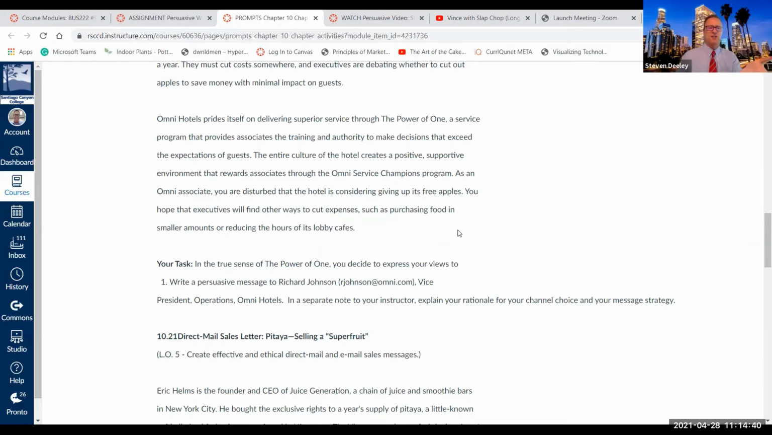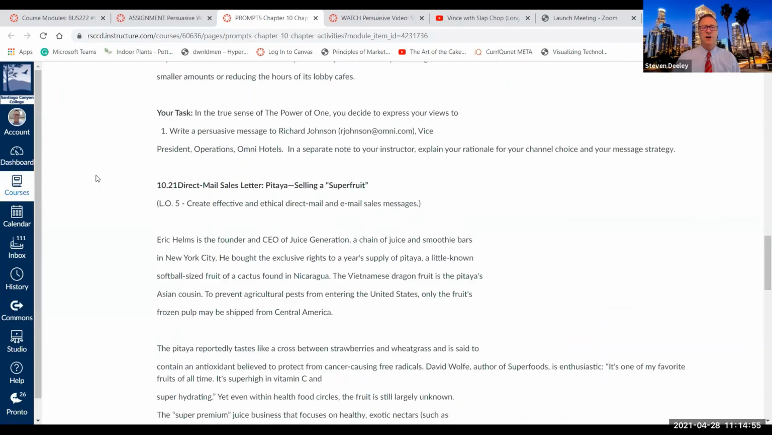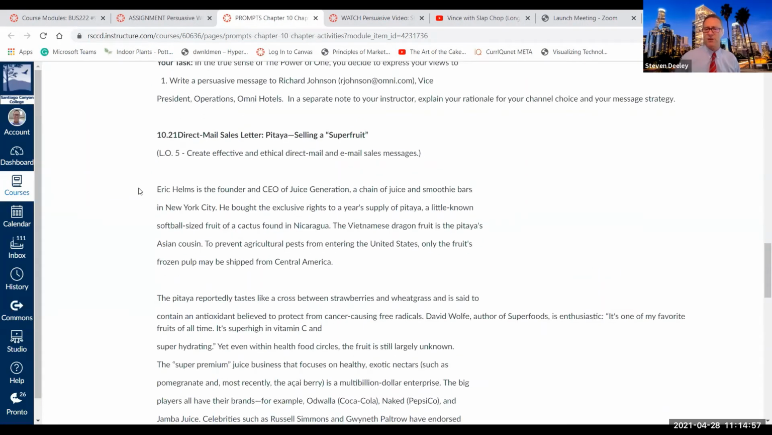So like I said, some of the things that are talked about in here are smaller amounts to save money, or reducing the hours, or if you want to come up with something creative, that's great too. I had a student once who did this assignment, and I think they said, we're going to plant an apple tree in the lobby, and then we'll just pick them from the tree, and that way we'll save money, or something like that. But again, keeping it fairly simple.